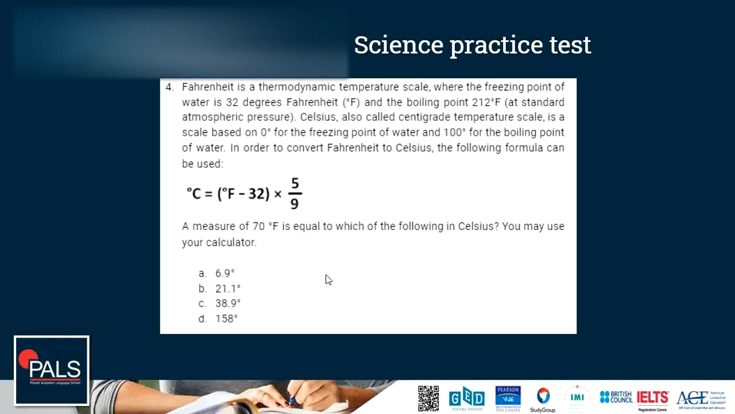In order to convert Fahrenheit to Celsius, the following formula can be used. Degrees Celsius is equal to the temperature in Fahrenheit minus 32. We do that first because it's in brackets, and then times 5/9.